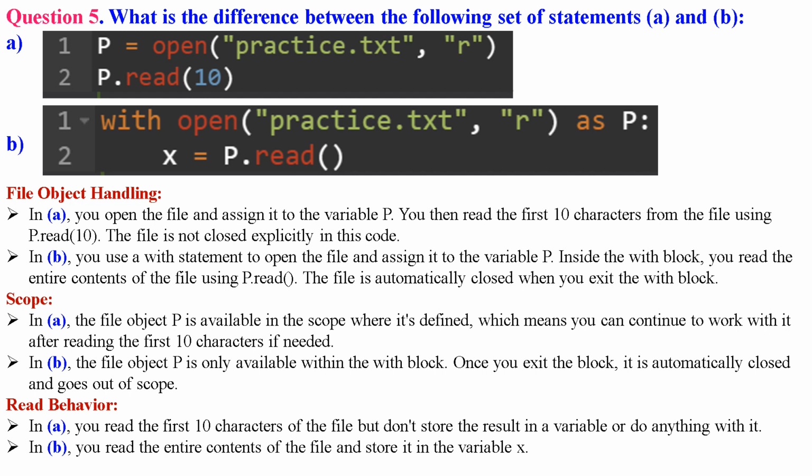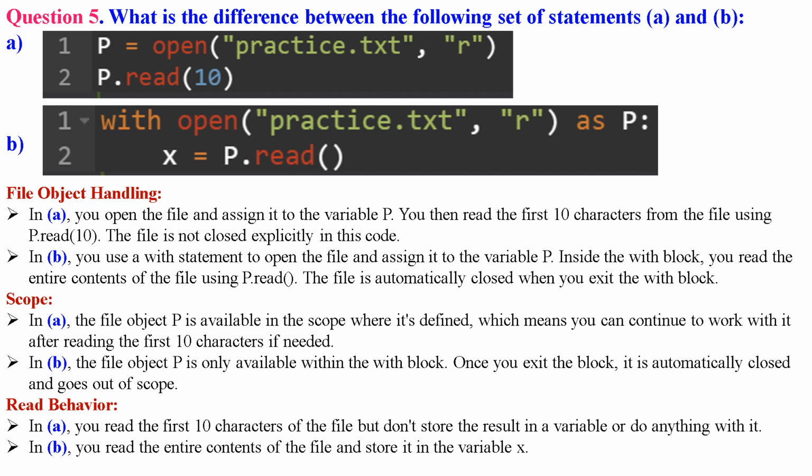Now, we can see the differences between A and B. File object handling. In A, you open the file and assign it to the variable p. You then read the first 10 characters from the file using p.read of 10. The file is not closed explicitly in this code. In B, you use a with statement to open the file and assign it to the variable p. Inside the with block, you read the entire contents of the file using p.read function. The file is automatically closed when you exit the with block.